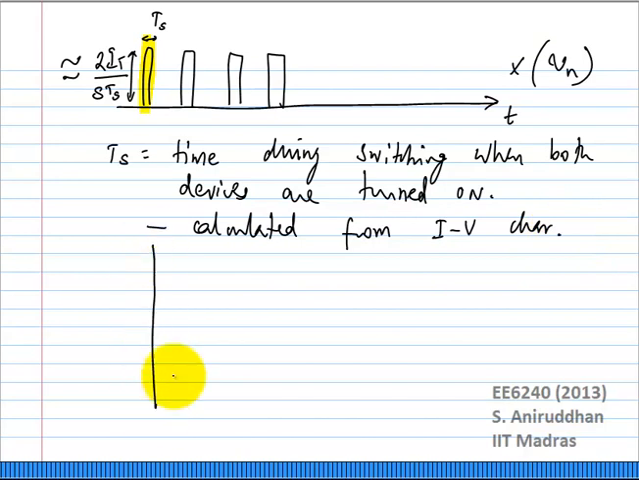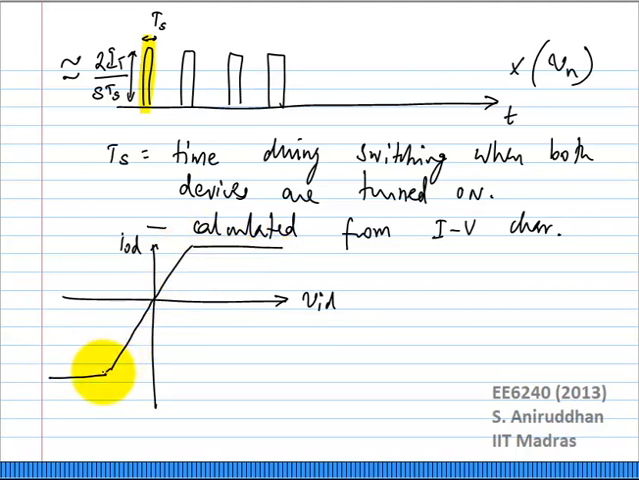So, for example, if this was VLO, this was IOD, the output current is going to look something like this. It goes from minus IT to plus IT.